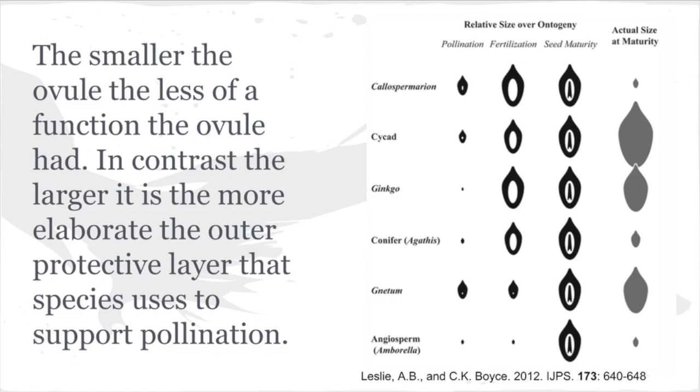Here's a diagram of the information that they collected. It pretty much said that the smaller the ovule, the less of a function the ovule had, and in contrast, the larger it is, the more elaborate the outer protective layer would be. In this diagram, the integument and nucellus are shown in black. The embryo sac is represented by the white ovule inside the structure, and the embryo itself is depicted in the black structure within the embryo sac.